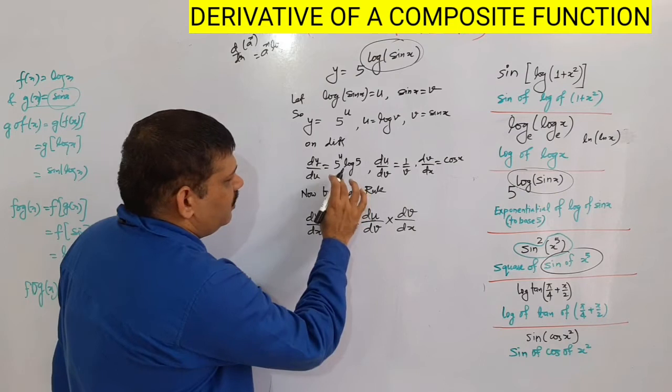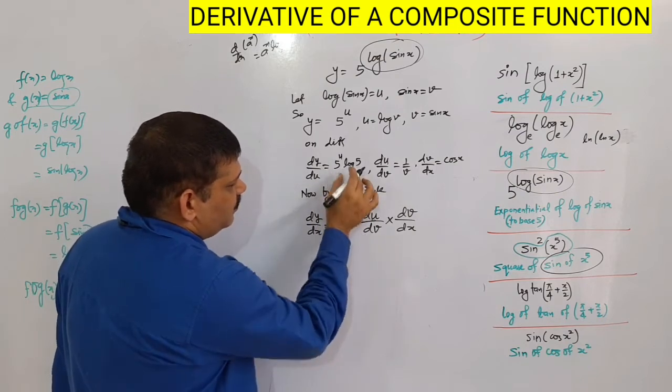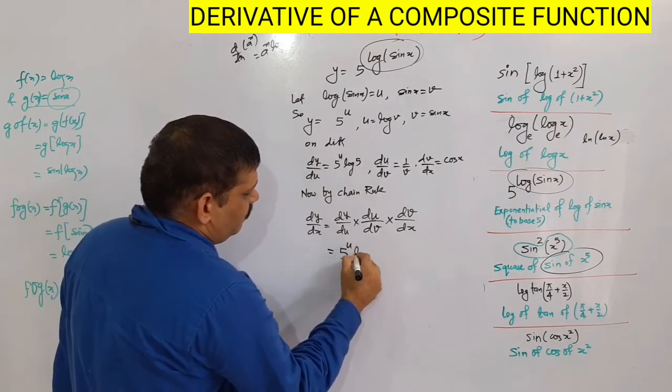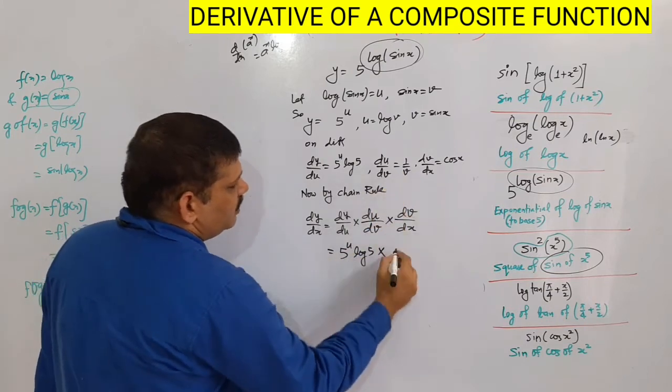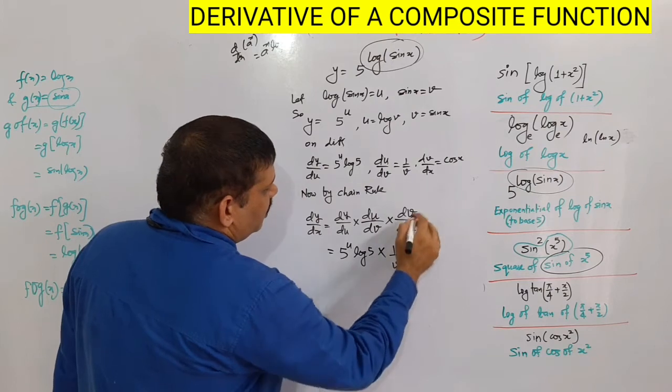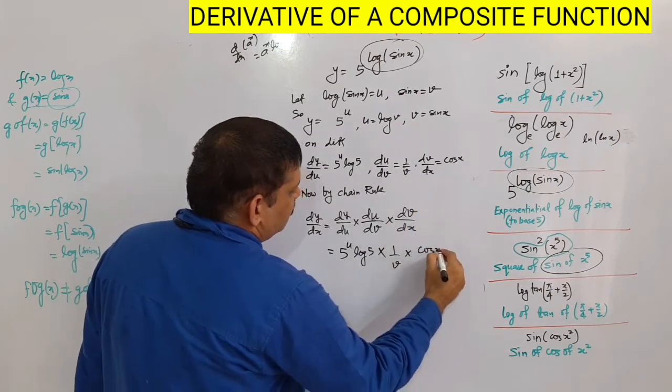The value of dy by du, the derivative of y with respect to u, is 5 raised to u log of 5. The derivative of u with respect to v is 1 upon v, and the derivative of v with respect to x is cos x.